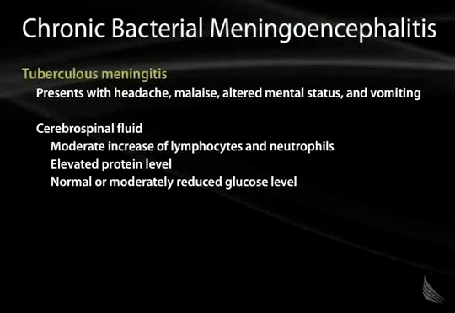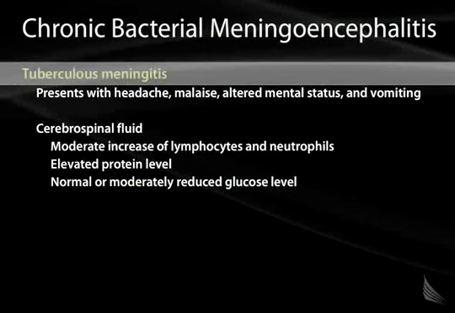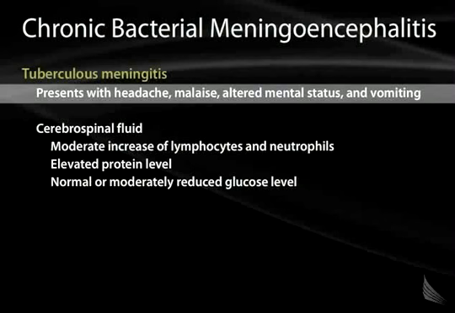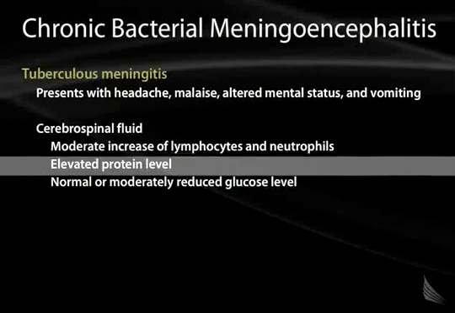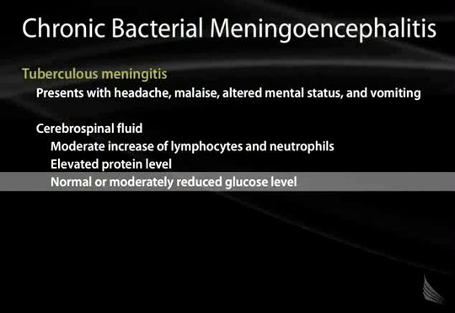Chronic bacterial meningoencephalitis can also include tuberculous meningitis. Here the patients have a history of tuberculosis. They can have headache, malaise, altered mental status, and vomiting. When you do an LP on these patients, you'll see a moderate increase of lymphocytes and neutrophils, elevated protein, and a normal or moderately reduced glucose level. The key test, though, for these patients is AFB. The acid-fast bacillus test will show you if they're positive for Mycobacterium tuberculosis.